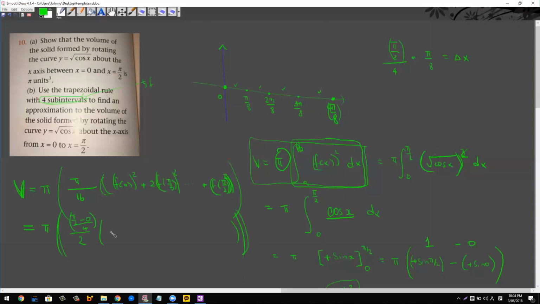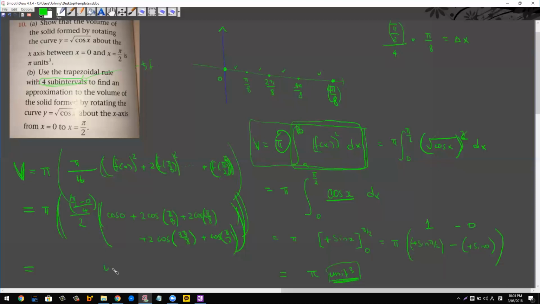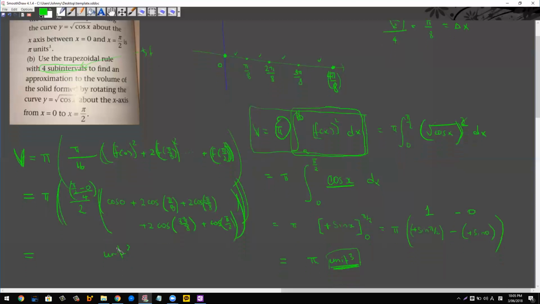All right, so this one is cosine of 0 simply, and then plus 2 times cosine of pi over 8, plus 2 cosine of 2 pi over 8, plus 2 cosine of 3 pi over 8, and then finally cosine of pi over 2, okay? So that's what you have to do, and you get the answer for this one. And the answer is in units cubed, okay?